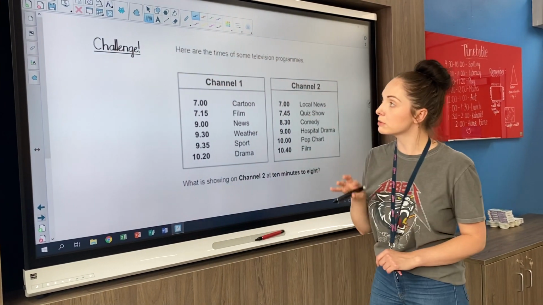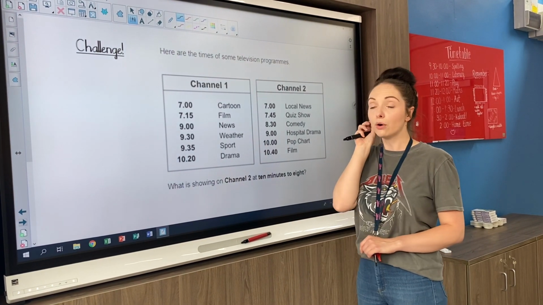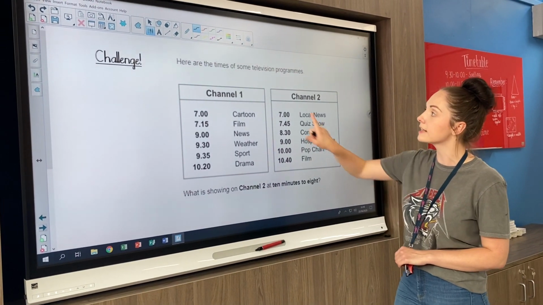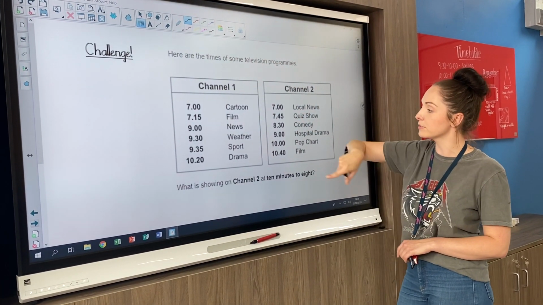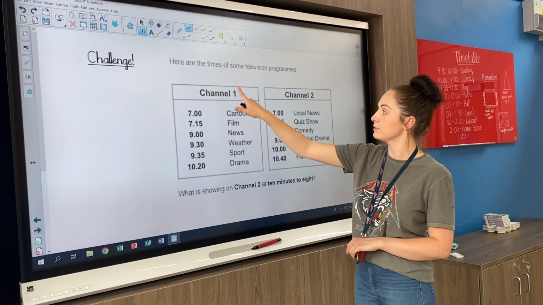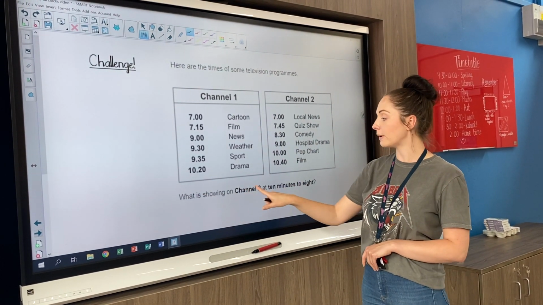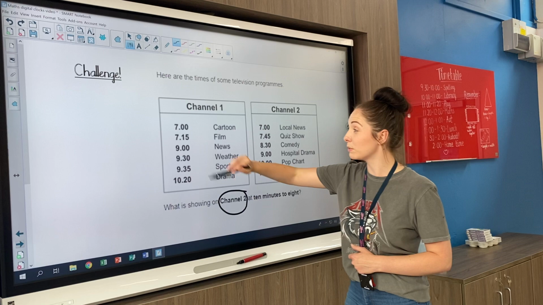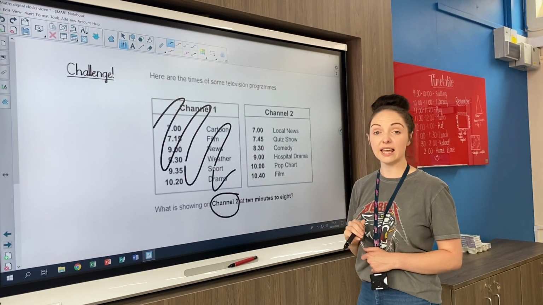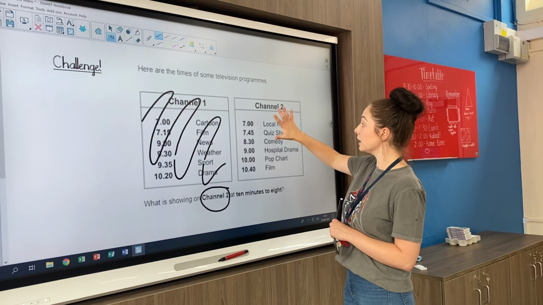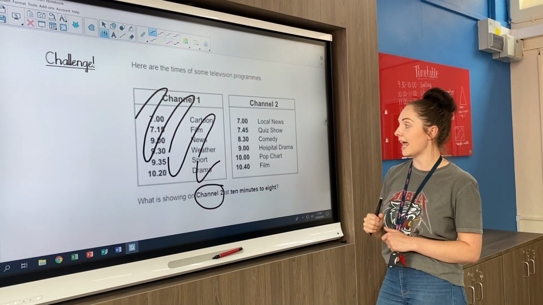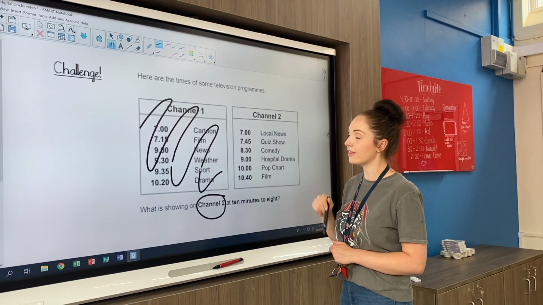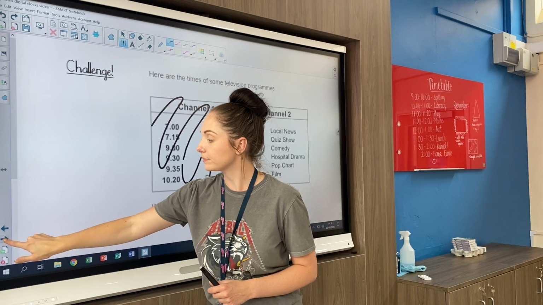Then you will see as well, on the bottom of your sheet, some of you have got some challenges to do. All you need to do is read these really carefully and figure out what the question is asking you to do. So this one says, here are the times of some television programmes. You've got lots of different programmes and different times on different channels. It says, what is showing on channel 2 at 10 minutes to 8? So we've got channel 2 in bold, so we don't even need to look at that bit. That's just there to try and confuse you. We're only looking at channel 2 at 10 minutes to 8. So you need to figure out at which time 10 minutes to 8 would fall and then which programme is showing.